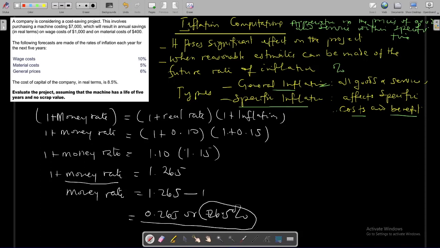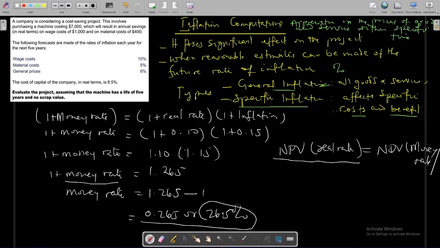Now when you are doing any investment project, if you build inflation into the cash flows at their current prices, or you decide not to build inflation into the investment analysis, the NPV at the real rate will always be equal to the NPV at the money rate. So we need to understand that if you do your computations using the real rate and not inflating the cost and benefit, you will get the same answer as inflating the price and discounting the project using the money rate of return.